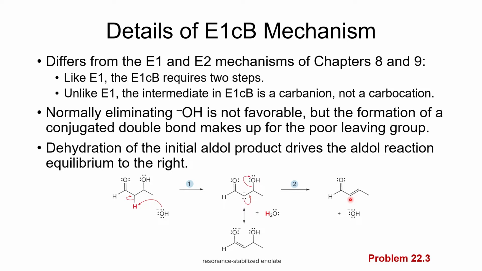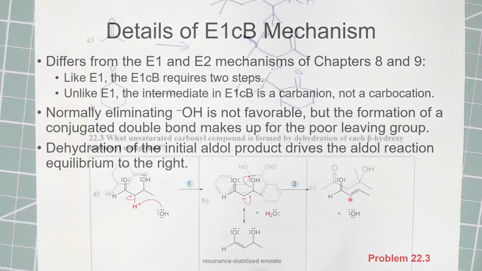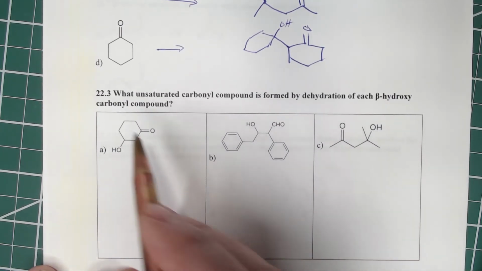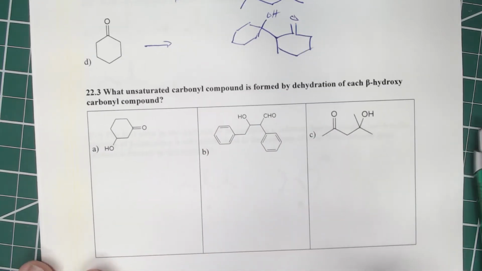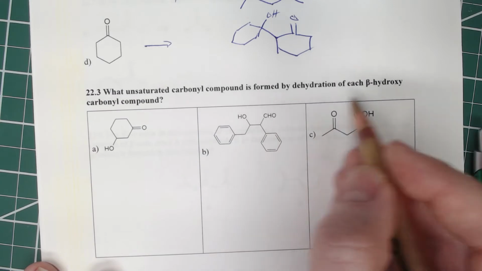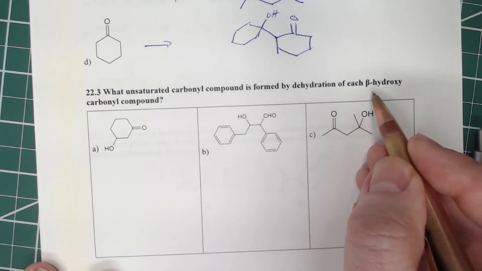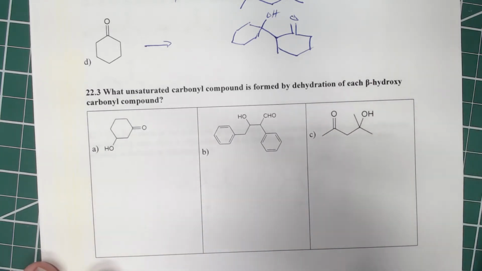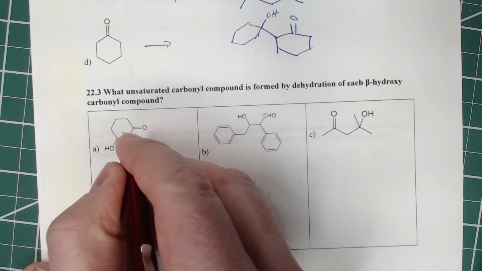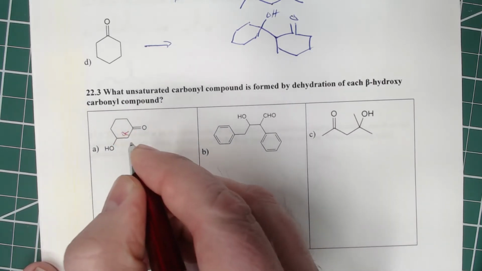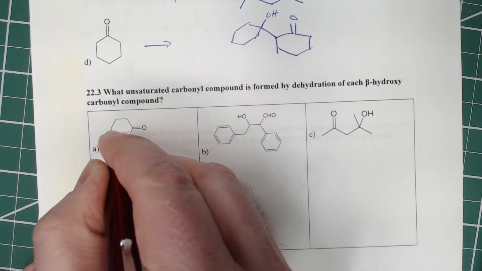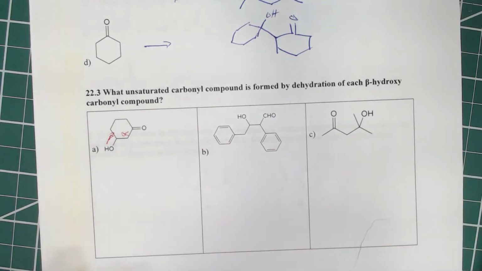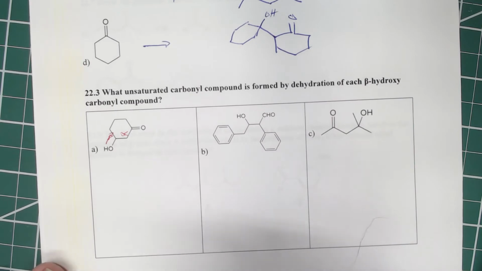Let's look at number 3 on our assignment. So we'll switch over. And here we want to see what unsaturated carbonyl compound is formed by dehydration of each beta hydroxy compound. Here, I think it's worthwhile to label what your alpha carbon and your beta carbon are. Our alpha carbon is going to be this carbon here, and our beta carbon will be the one with the OH. So it's pretty easy to identify your beta carbon. It has the OH, and it's 2 carbons away from our carbonyl.